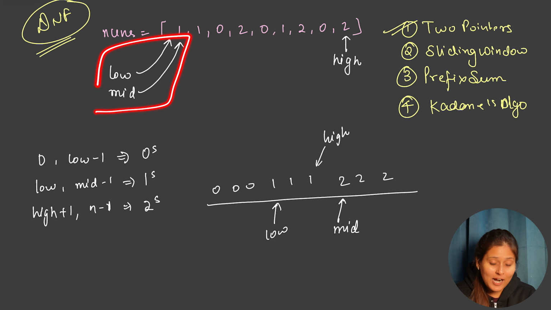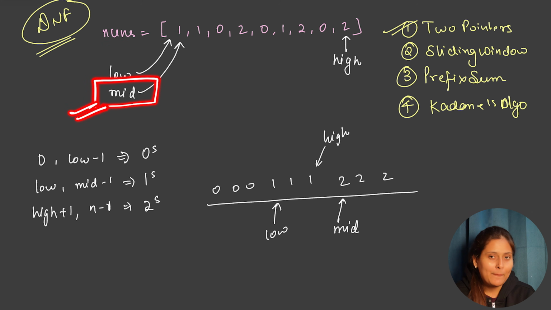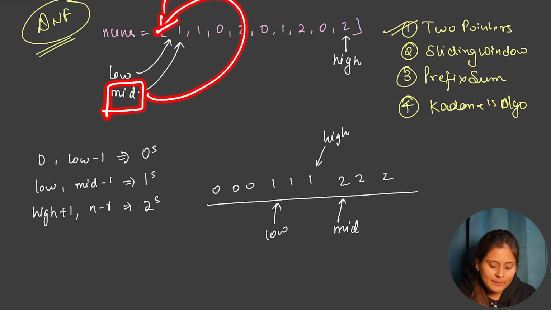Initially low and mid start together. So mid is the main party here, meaning mid will decide what the number there is. In the meeting it has been decided that whenever mid finds 0, it will pass this 0 to low. And then low will increment to the next point and mid will also increment to the next point.